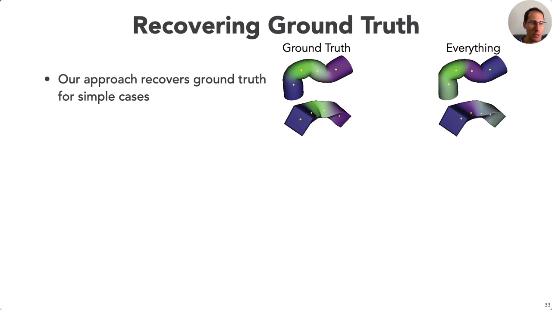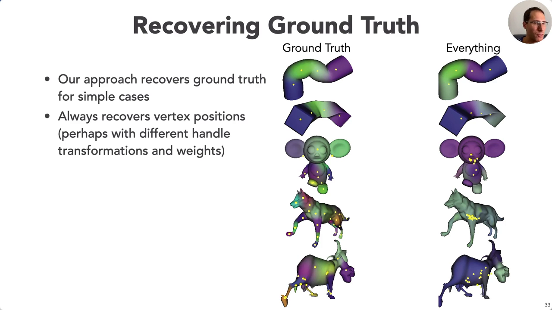Okay, let me show you some ground truth recovery. Our algorithm actually recovers the ground truth for simple cases. In these cases, we're seeing the weights look the same. The color for each handle is arbitrary, but the weights are the same. But for more difficult cases, the vertex positions for a transformation are identical, but we have recovered them with different handle transformations and weights.